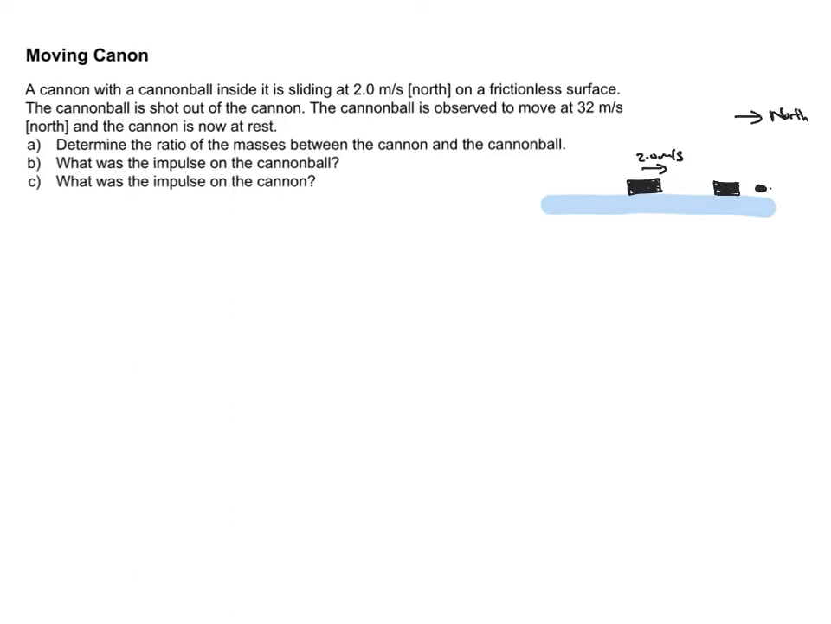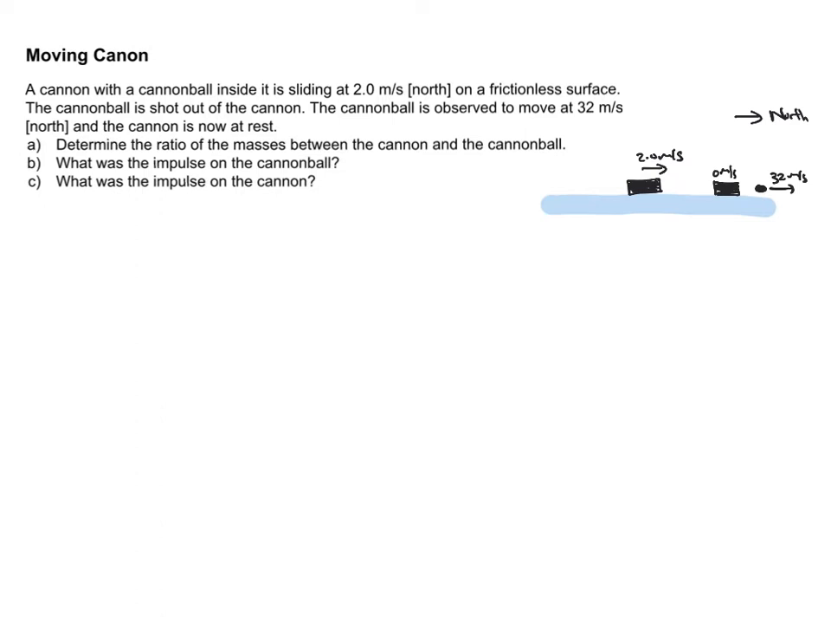So it shoots the cannonball out really fast. The cannonball is going at 32 meters per second. But it puts the cannon to rest. So if the cannon started at rest in the first place, and it shot the cannonball out, it would have made the cannon slide backwards. But since it was already moving forward, when it shoots out the cannonball, there's a reaction force, and it's able to bring that to rest.